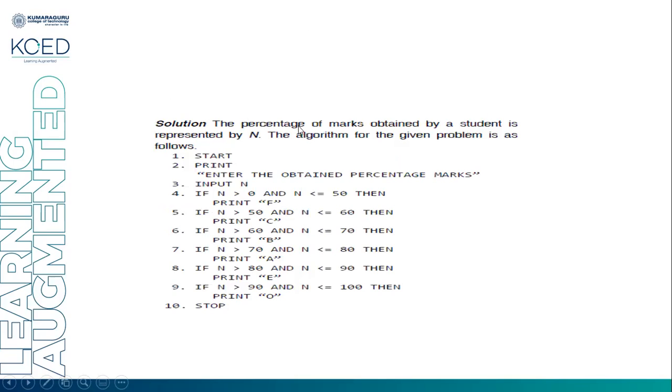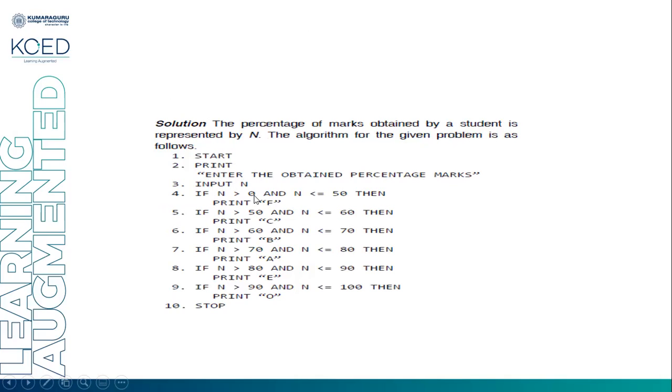Solution: the percentage of marks obtained by the student is represented by n. The algorithm for the given problem is given below. Start, and print enter the obtained percentage of marks. You have to ask the user to enter the obtained percentage of marks and store it in a variable. Input n means store it in the variable n.